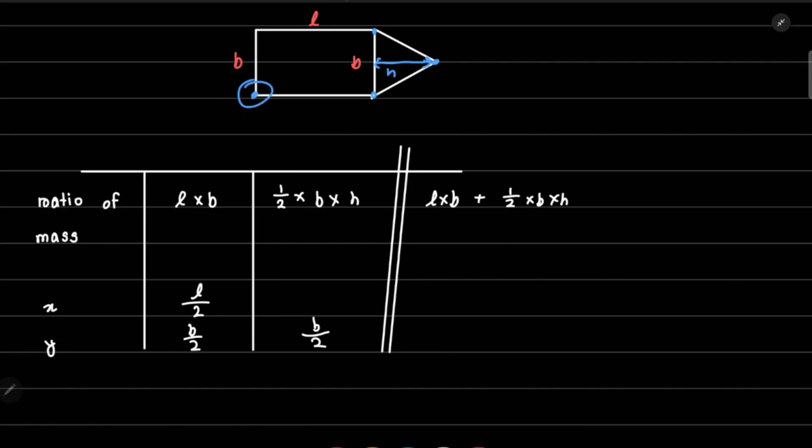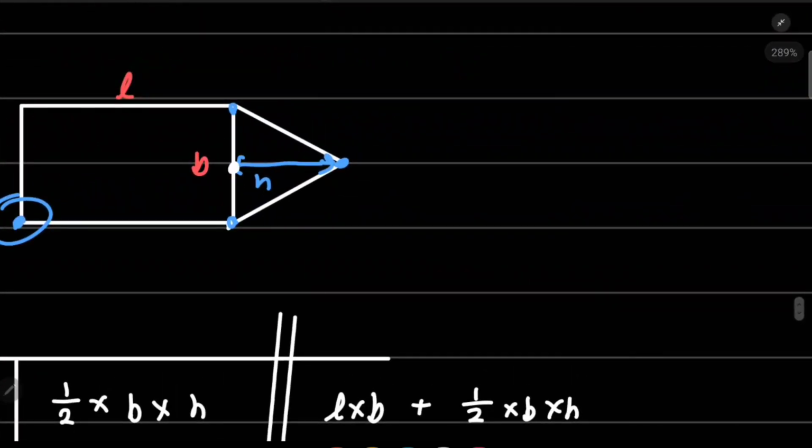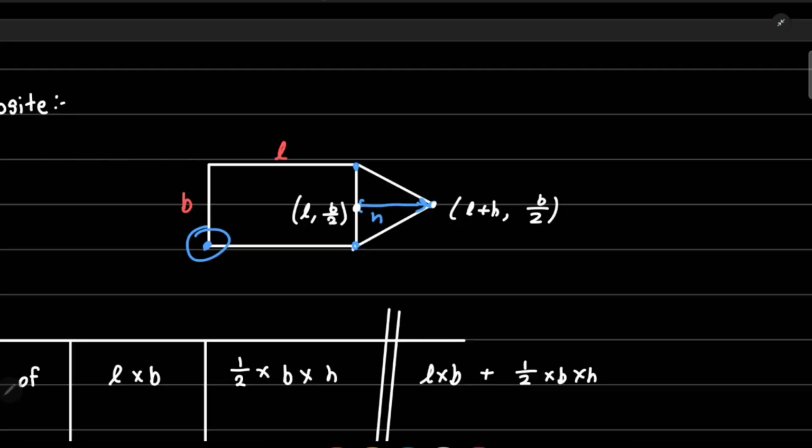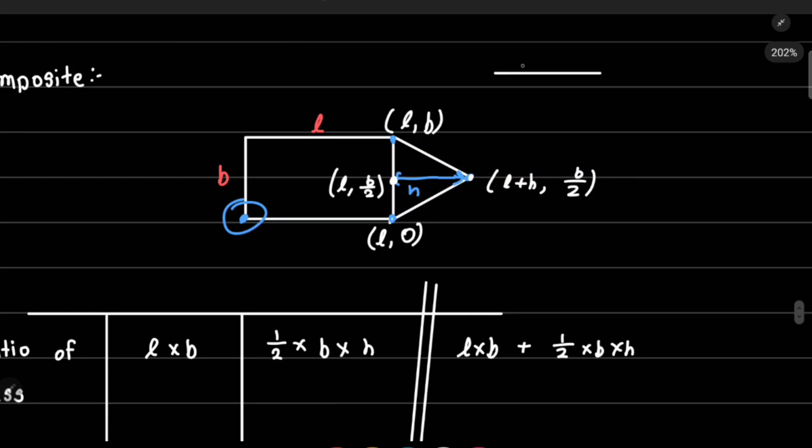I'm considering this point as the origin over here. This point over here will be L comma b by 2, and this point over here will be L plus h comma b by 2. The other vertices of the triangle will be L comma 0 and L comma b. The x coordinate of the center will be L plus h divided by 3, and the y coordinate will be b plus 0 plus b by 2 divided by 3.